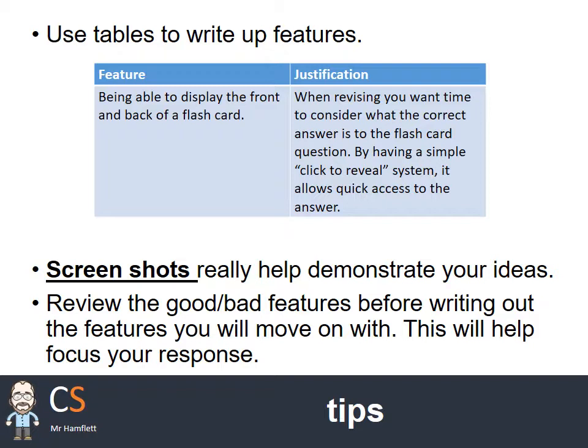So imagine you were creating a flashcard system. One feature might be being able to display the front and back of a flashcard, and a justification of why you might include that is: when revising, you want time to consider what the correct answer is to the flashcard question. By having a click-to-reveal system, it allows quick access to the answer. So I've got a justification for why I might include it.